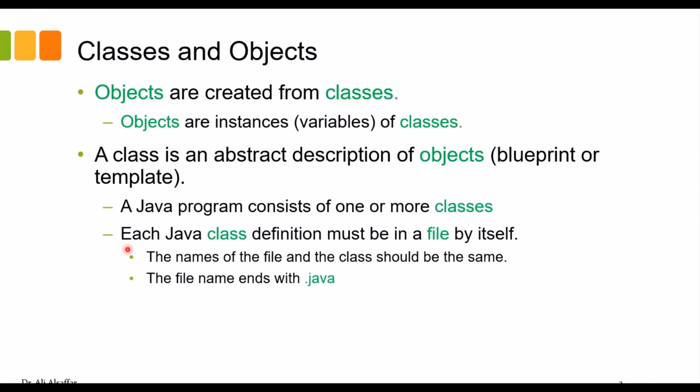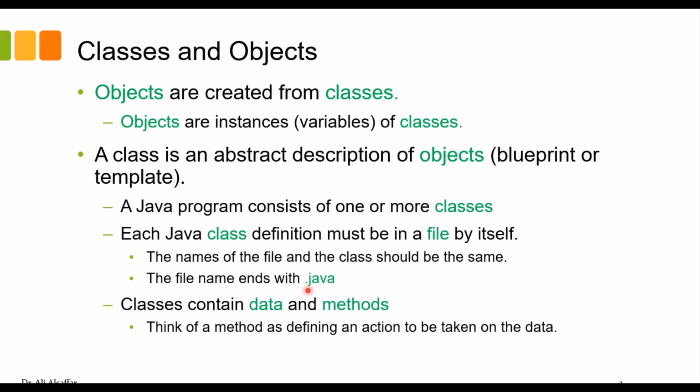Here are the rules for Java. A Java program consists of one or more classes. Each Java class definition must be in a file by itself. So you cannot put definitions for two classes in one file. The names of the file, this is one we always emphasize when we create a program in Java, the names of the file and the class should be the same. So if the class name is different than the file name, you will get a syntax error. So when you define your class, the file will end with .java, and this is what we are familiar with when we write a program, we save it as .java.